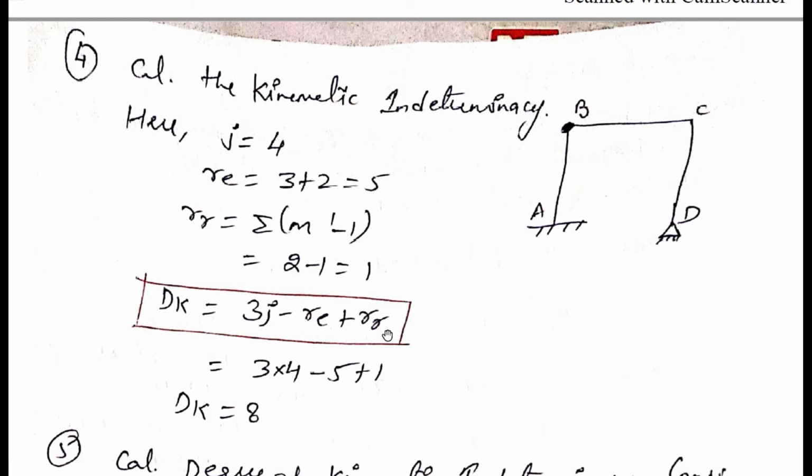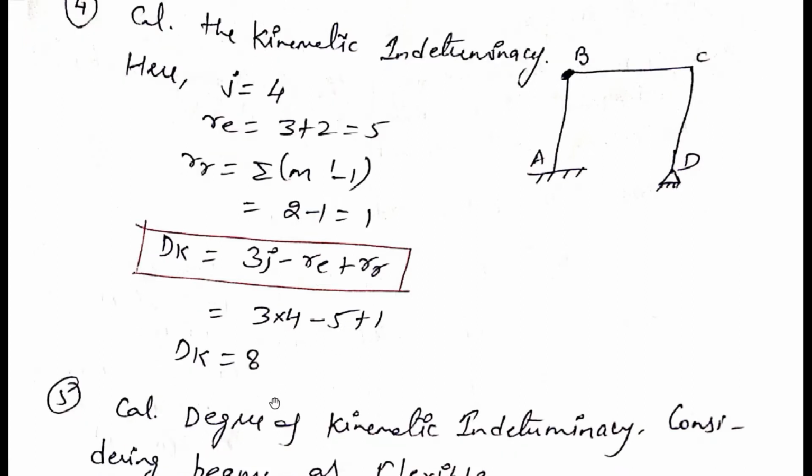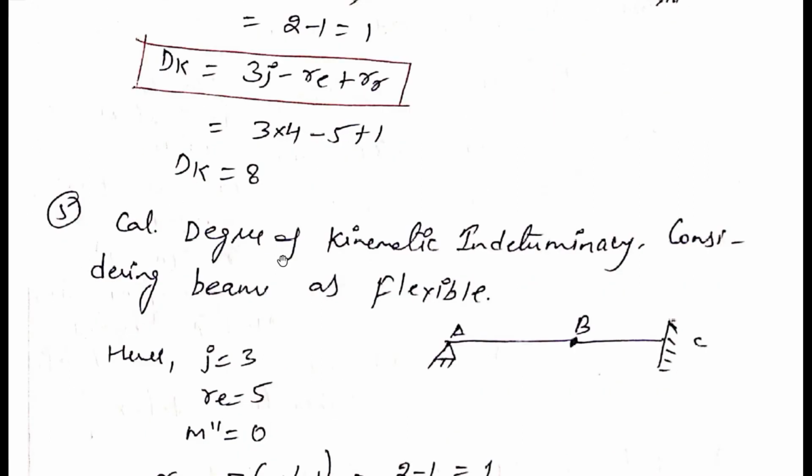As the release reaction is also considered here, 3 into 4 minus re which is 5, plus rr which is 1. So the dk value for this 2D rigid frame is 8. Move on to the next question.